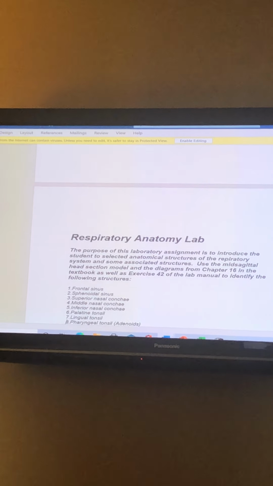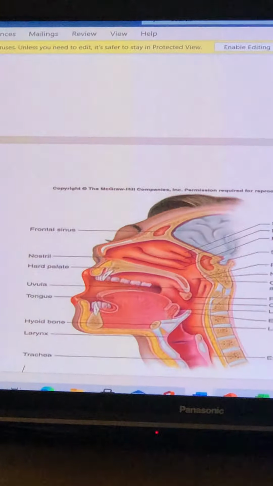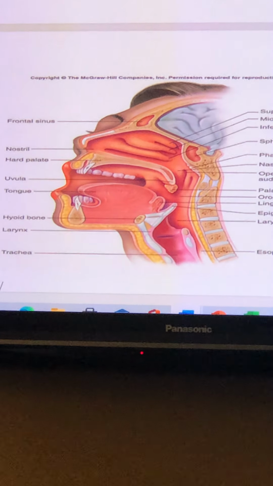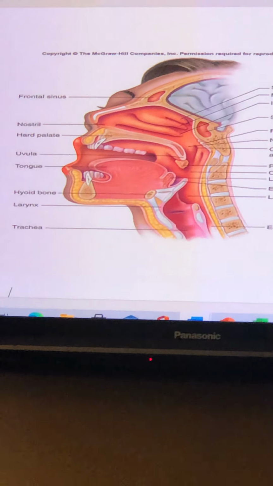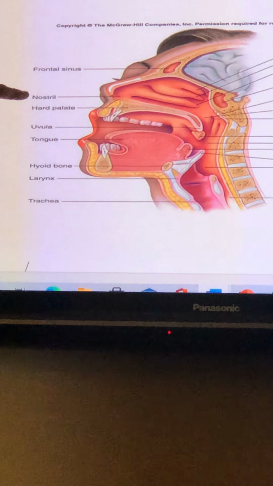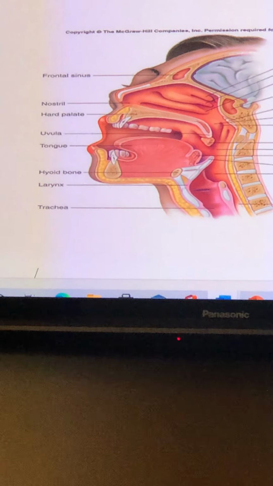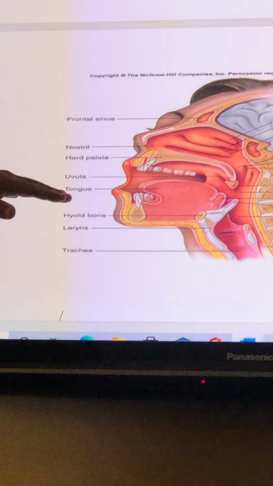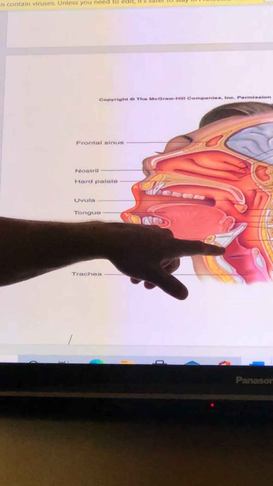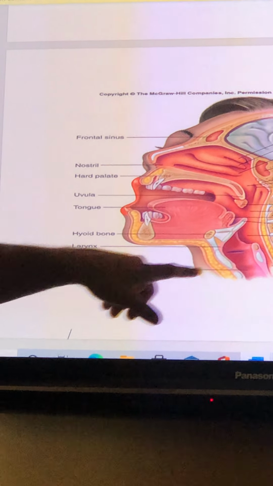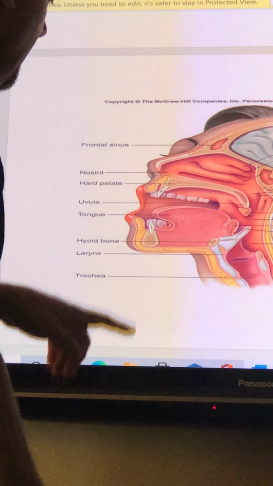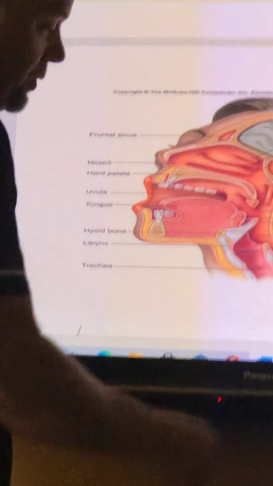Respiratory anatomy, again, I have a list. 18 structures. I will go through this on this one. Frontal sinus, nostril. We're going to skip, some of these are digestive structures. The larynx is the voice box. The trachea, which I had you know for the digestive, you also know here, because it is a respiratory structure.